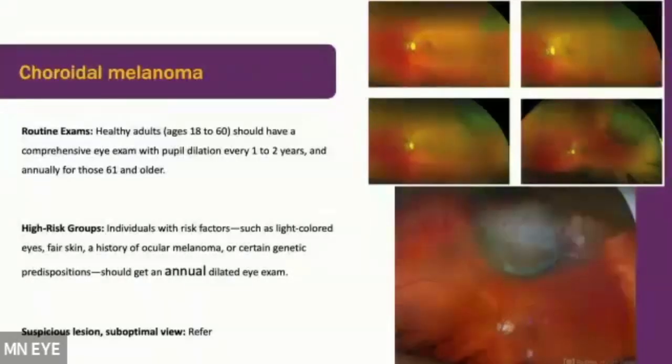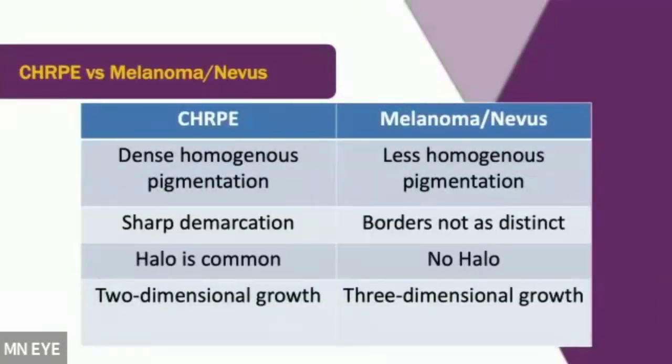And then the high-risk group, of course: light-colored eyes, fair skin, history of ocular melanoma in the family, and certain genetic predispositions. Suspicious lesion, suboptimal examination, and not a good view. Of course, they need to be more carefully looked at. So this is also a good table.